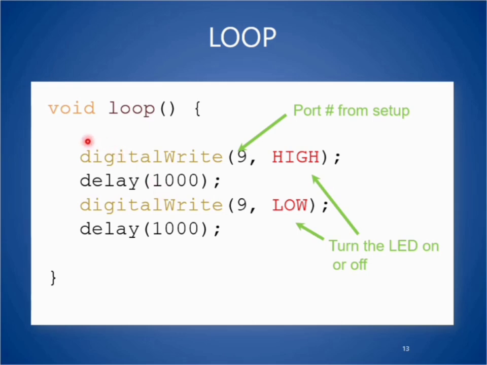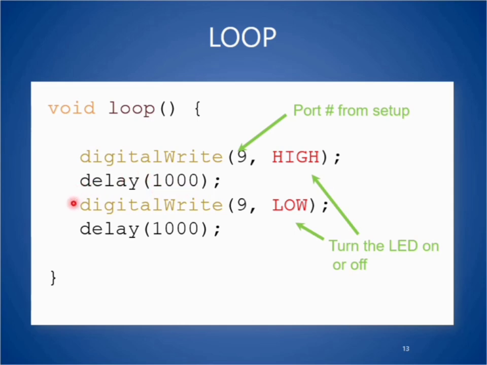इसका मतलब ये दो लाइन का मतलब ये है कि पहले तो आप पिन नंबर 9 से जो भी आपका आउटपुट डिवाइस कनेक्टेड है उसको आप हाई कर रहे हैं. That means you are giving it voltage and you are maintaining that for 1000 milliseconds. मतलब आप उसको 1 सेकेंड तक वैसे ही रख रहे हैं.